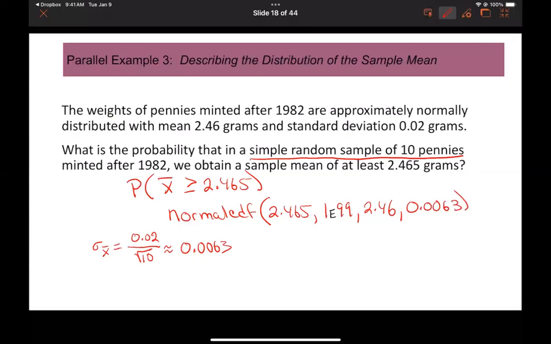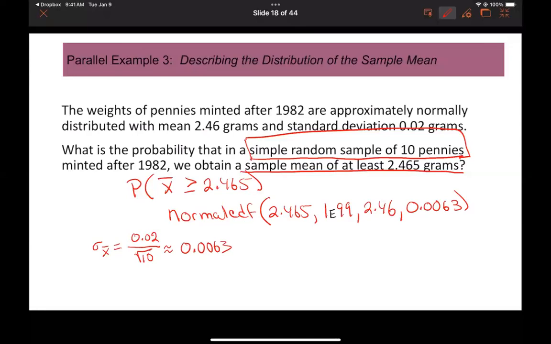I'm using the new standard deviation because I'm dealing with this simple random sample, and I want to know the probability that we have a sample mean. So it's asking for the probability that a sample mean is a certain amount. All right, I'm going to put that in my calculator, my normal CDF here. Second vars, normal CDF, 2.465, 1E99. 2.46 is my mean. 0.0063 is my standard deviation.